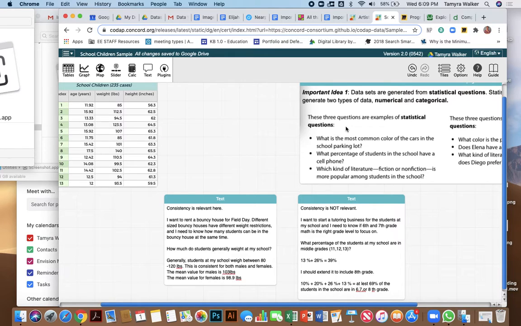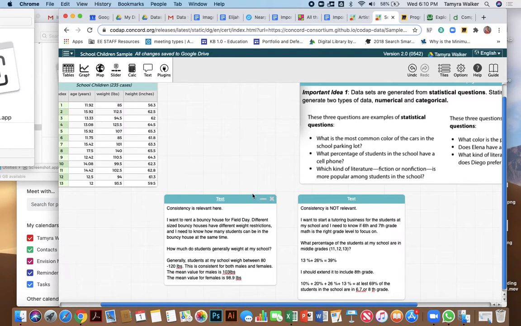In order to answer this question, I have to go out to the parking lot. I have to record all of the cars that I see and each color. Then from there, I can create a bar graph that shows me how many cars of each color there were in the parking lot. So that is a statistical question because I have to analyze a data set to answer it.